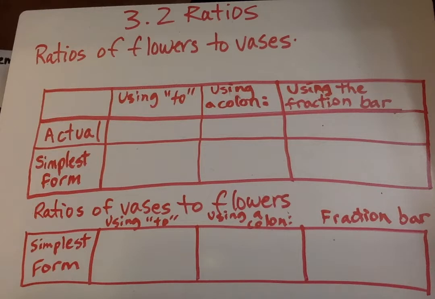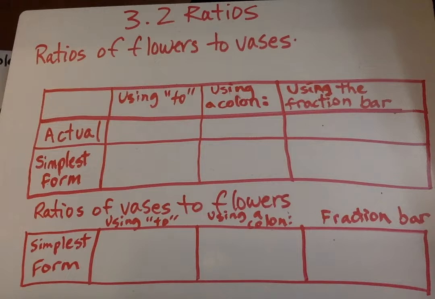Hello students, today we will be going over 3.2 ratios. Our objective: I can express ratios in a variety of ways including simplest form. So right now we are in your green packet on page 67.